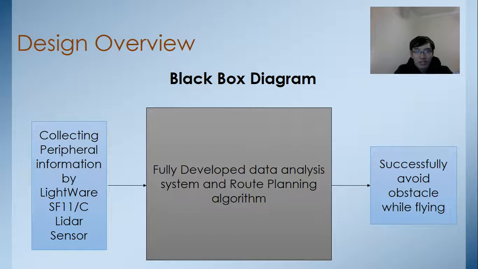And here is our design overview, and this is our black box diagram. The input is the peripheral information collected by the Lightware SF11/C LiDAR sensor, and it's passed to a black box. It's a fully developed data analysis system and route planning algorithm, and then it will help the quadcopter to successfully avoid obstacles while flying.